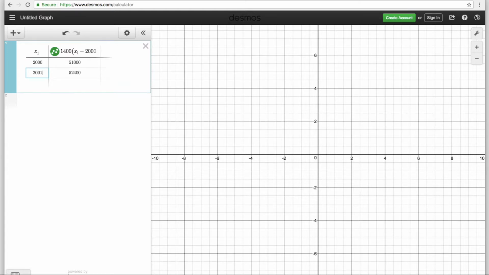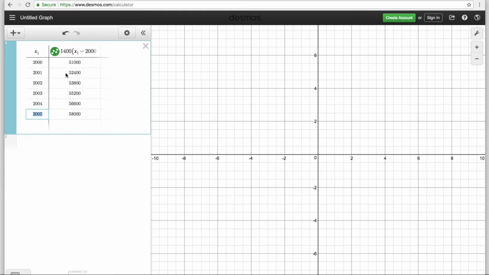I can hit 2001, and then it's noticing I'm stepping by 1. So all I'm doing is hitting return, and I'm going to stop at 2005 because my model is only good from 2000 to 2005. That's the domain of that function.